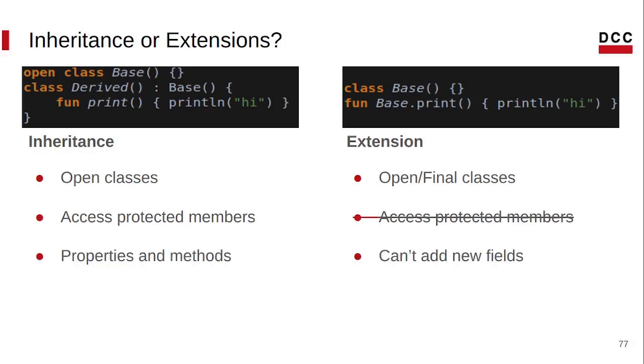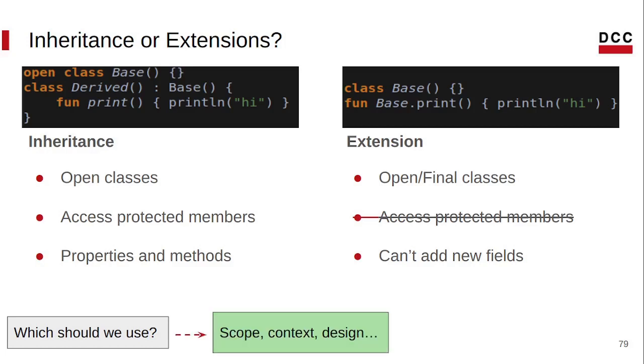Inheritance also allows us to add new properties and methods to the derived class, whereas extension functions cannot add new fields to the type. However, we do not need to create subclasses with extension functions, which makes them less verbose and more concise. Which should we use? The choice between inheritance and extension functions depends on the context, scope, or design of the application. Each solution provides benefits that can be used more effectively in different situations, as we have seen.